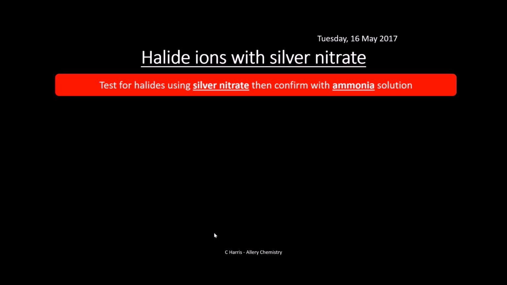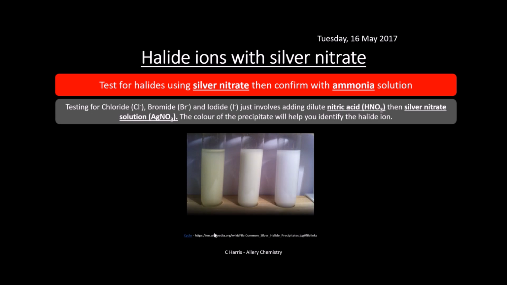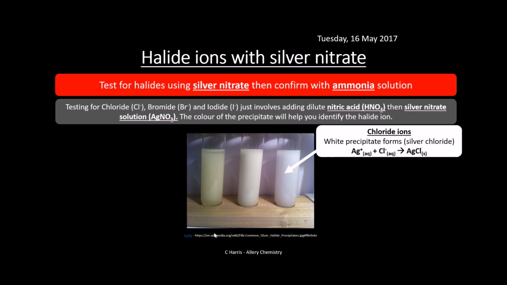Okay, so let's look at the other test, because obviously the sulfuric acid one is pretty nasty. Some really horrible products being produced there. This one's a little bit safer, thankfully, and a bit easier to remember. So, testing for halides using silver nitrate, and we confirm with ammonia solution. Basically, we're testing for chlorides, bromides, and iodides. All we do is add a little bit of dilute nitric acid first. I'll explain why we add that later on. And then some silver nitrate solution, which is AgNO3. The colour of the precipitate basically tells you what the halide ion is that we've got.